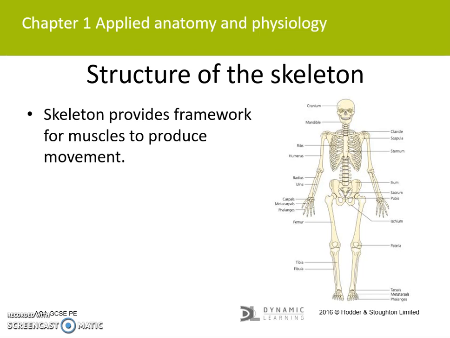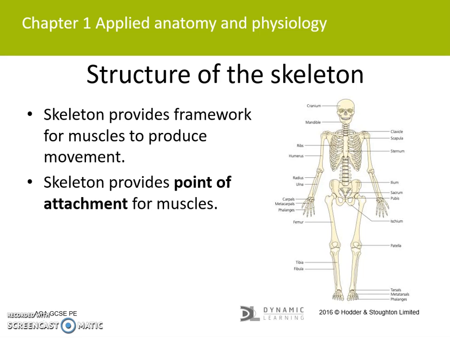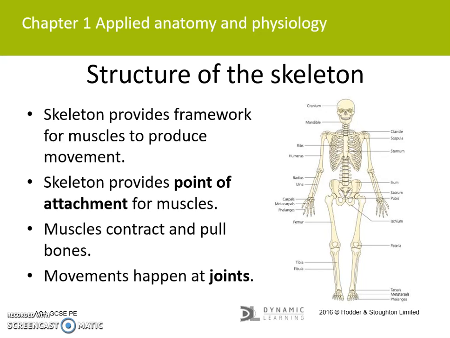But you need to know that the skeleton is a framework for all your muscles to attach to so that you can actually produce movement. The skeleton provides a point of attachment for all of your muscles. And the muscles contract and they pull on your bones, and that is what brings about movement. And the movement always happens at what we call the joints of the body. We'll be learning about all the different types of joints that exist a little bit later on.